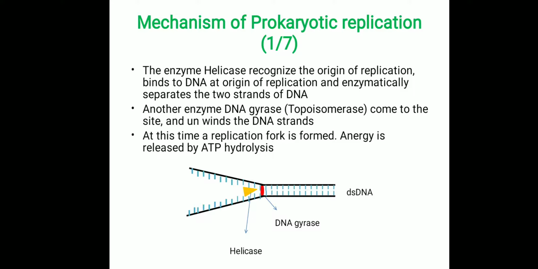For this purpose, another enzyme called DNA gyrase, commonly called topoisomerases in both prokaryotes and eukaryotes, comes to the site and unwinds the DNA strands. That means it will remove the friction force produced by the unwinding of the helicase enzyme. At that time a replication fork is formed.